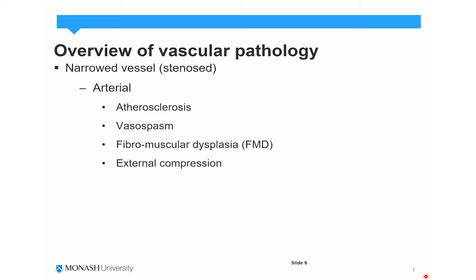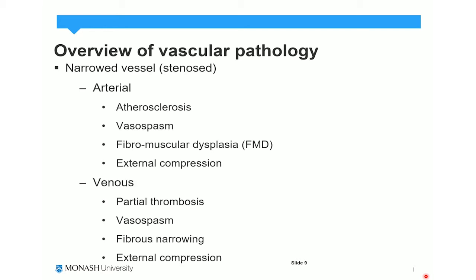When looking at narrowed vessels or stenosed vessels, when we focus on the arterial side, that could be due to many causes, so potentially atherosclerosis or plaque buildup, vasospasm, fibromuscular dysplasia, or external compression. On the venous side, a narrowed vessel could be caused by a partial thrombosis, vasospasm, fibrous narrowing, or external compression.